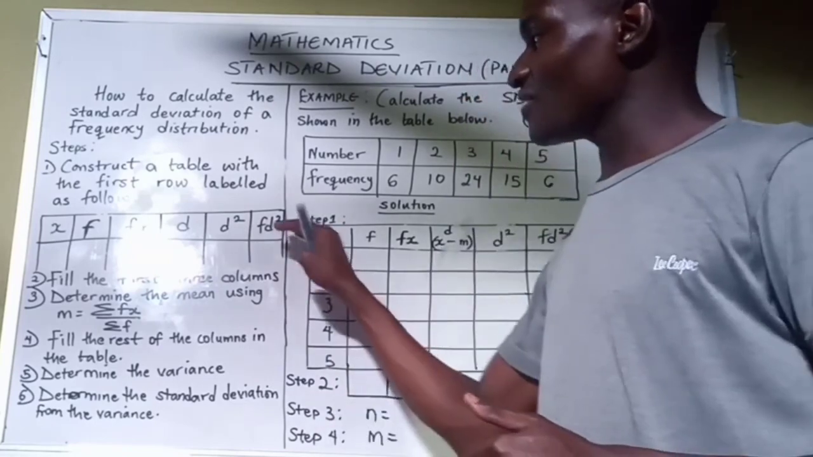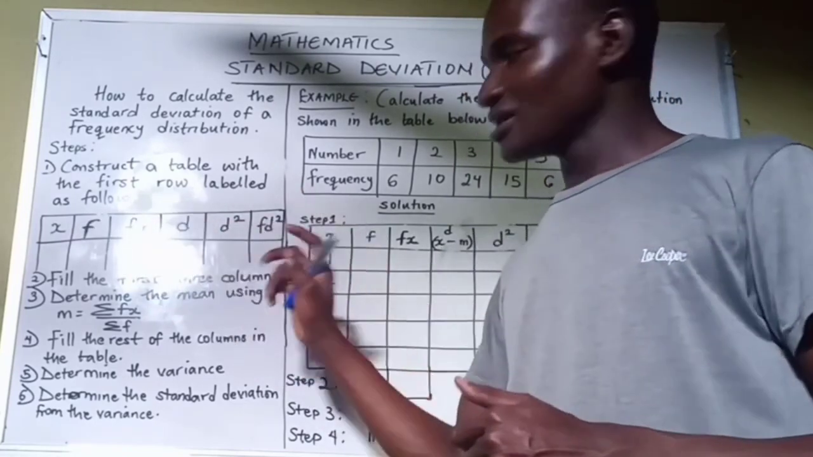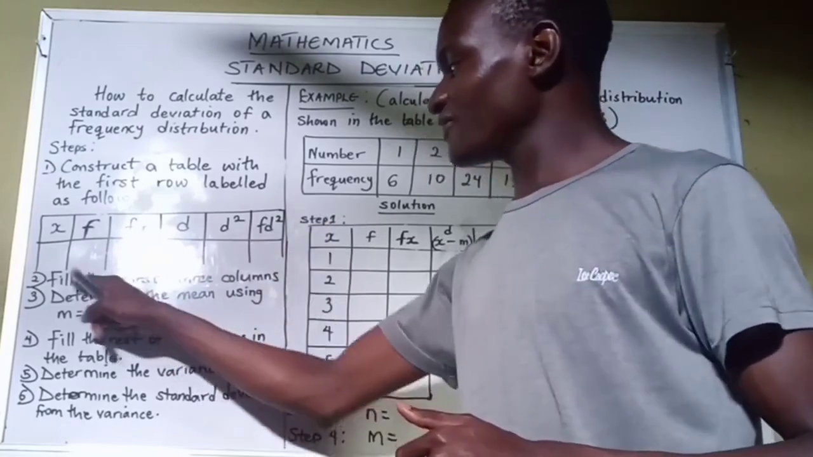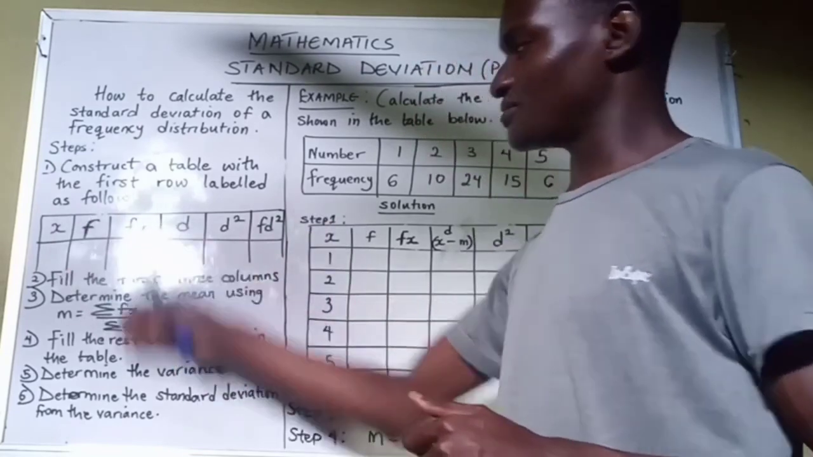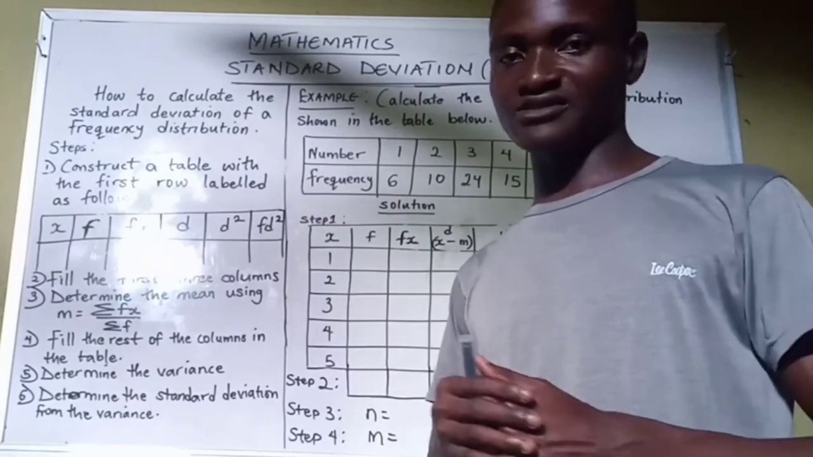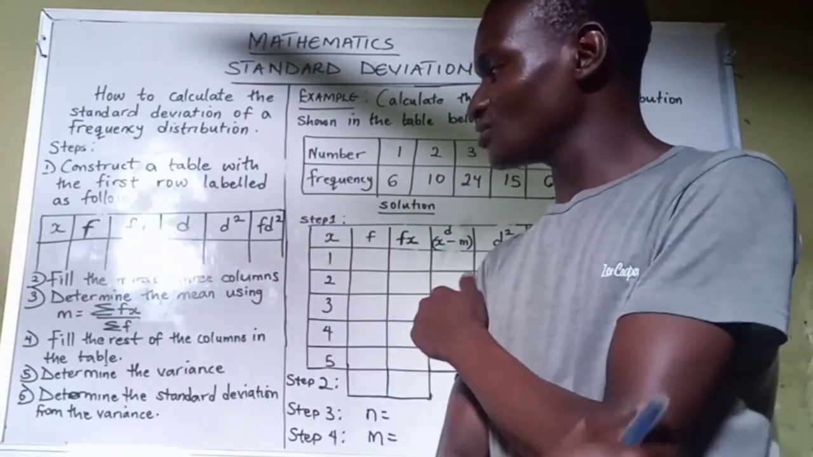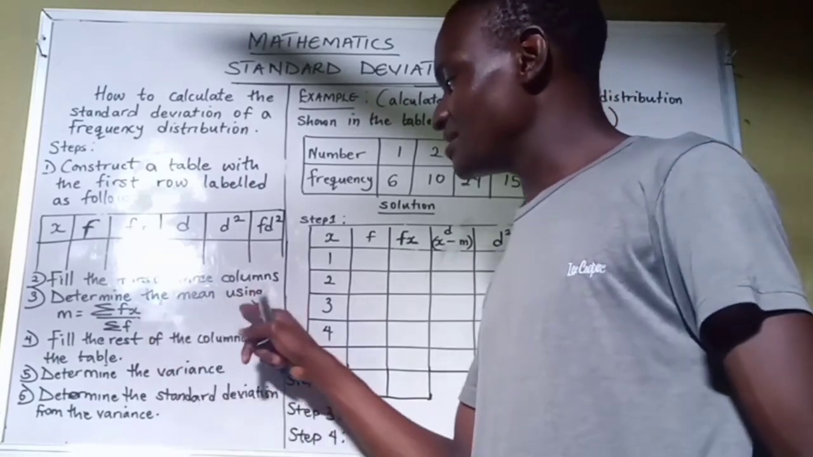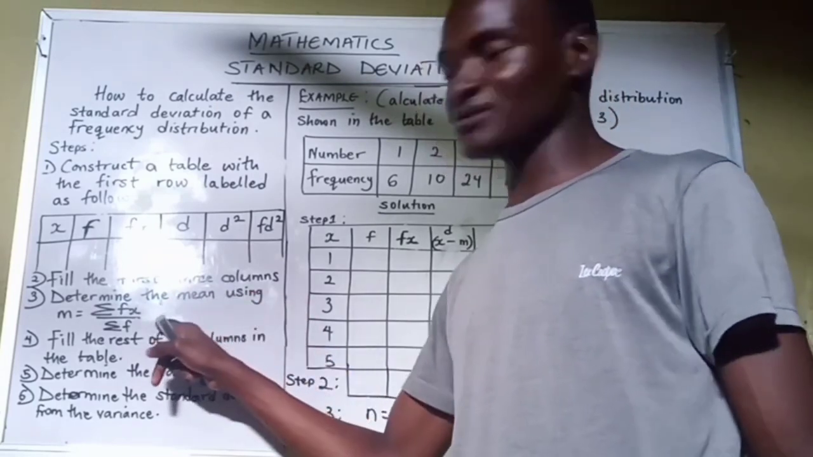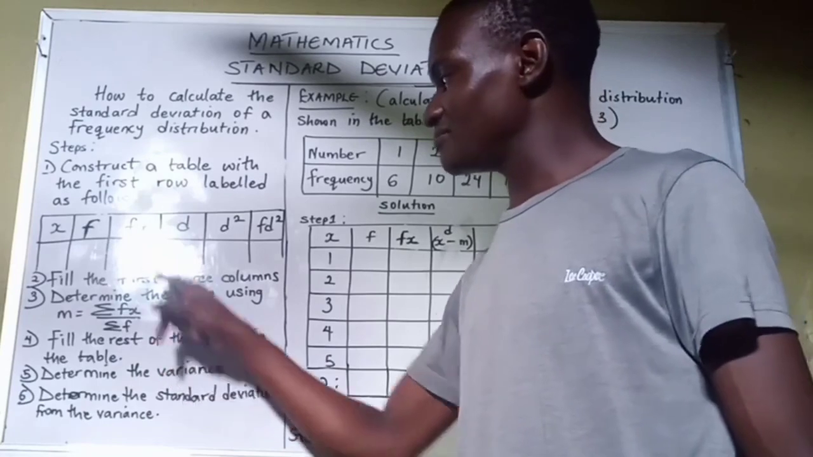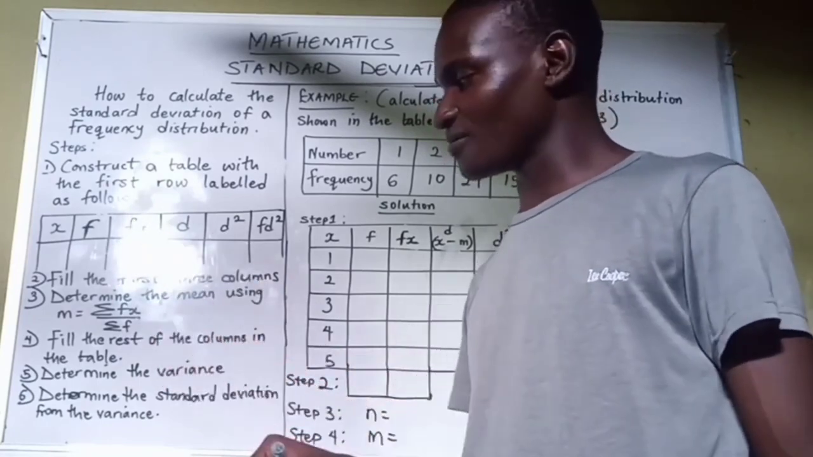Now, after you have constructed this table, the next thing you want to do is fill the first three columns of the table with the data that you have. The next thing is you then determine the mean of the distribution using this formula.